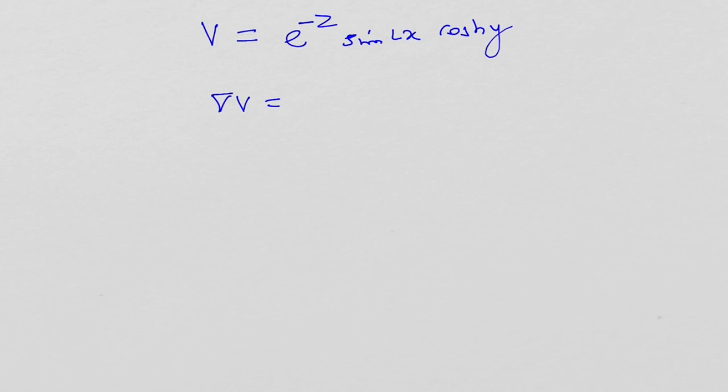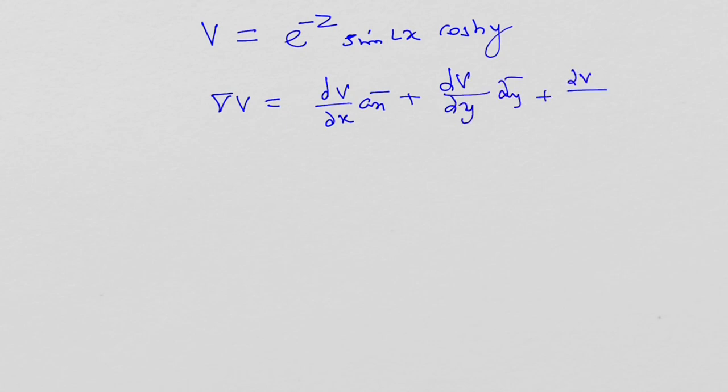Similarly, we can calculate the gradient of a quantity which is specified as e power minus z sine 2x cos hy. Gradient of an operator v, the gradient of a scalar quantity v will be dou v by dou x ax plus dou v by dou y ay plus dou v by dou z az.